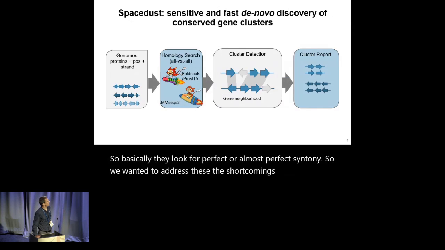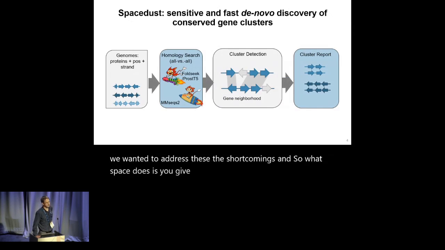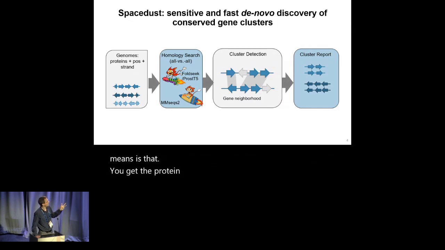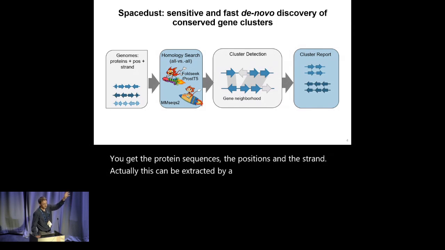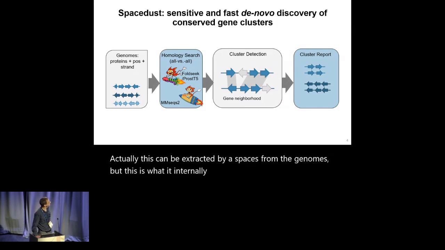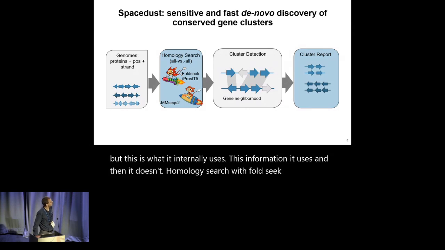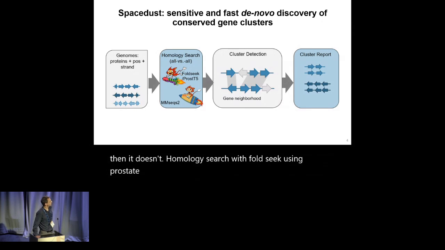So what Spacedust does is you give it a set of genomes. That means you give it the protein sequences, the positions, and the strand. Actually, this can be extracted by Spacedust from the genomes, but this is the information it uses internally. Then it does a homology search with Foldseek using ProstT5, or by looking up the structures through MMseqs in a UniProt database if it can find them.